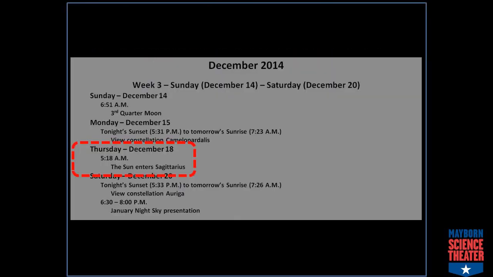Going on, we're going to have now Thursday, the Sun enters Sagittarius, as it travels along what we call the ecliptic, its path in the sky. Let's go now to Saturday, the 20th, and we have another constellation, Auriga, the chariot driver.